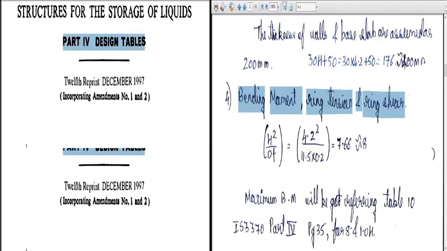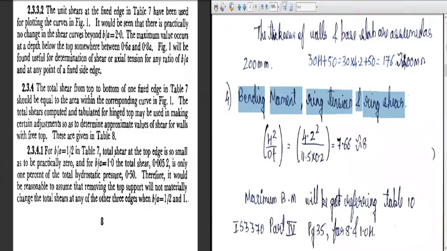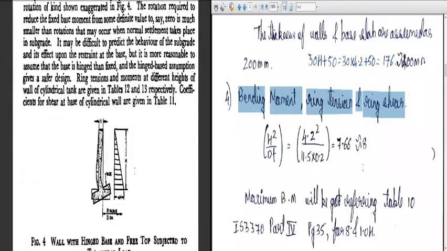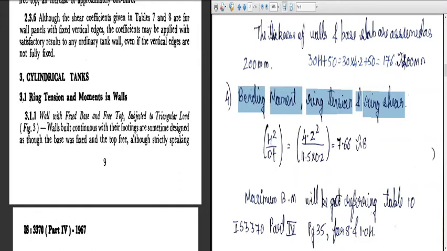Now in this we had five conditions according to clause 3.1. We'll just go through it. So our condition was a cylindrical water tank, so circular water tank. The calculation of ring tension and moments in the wall according to the code book: walls with a fixed base, free top and subjected to triangular load. So this was the condition for our given numerical.